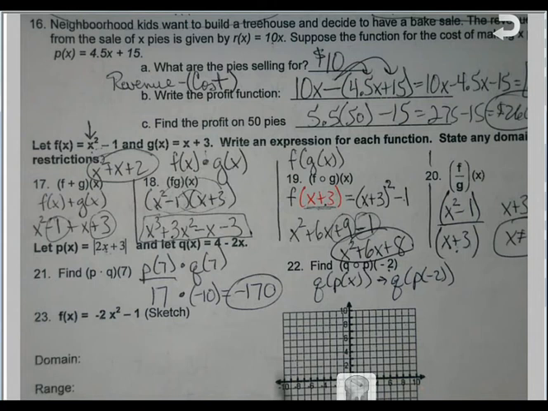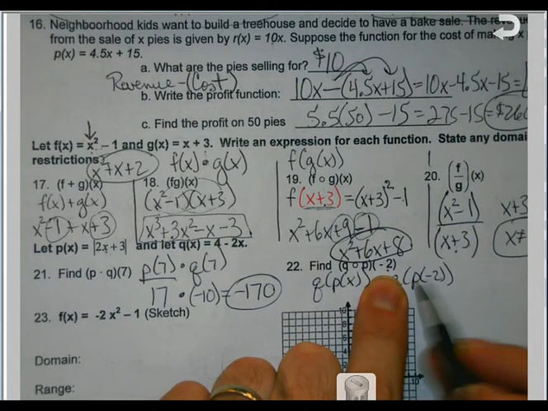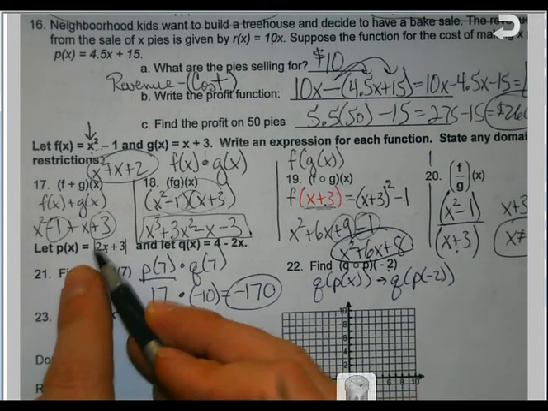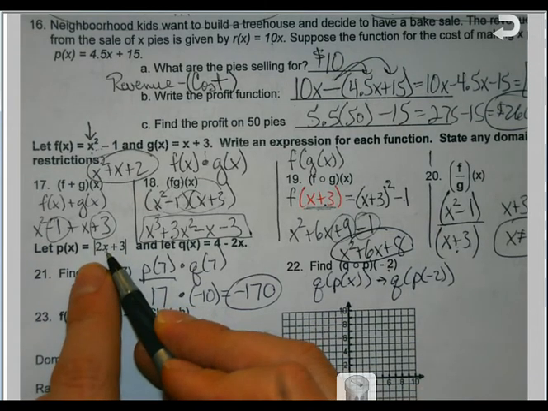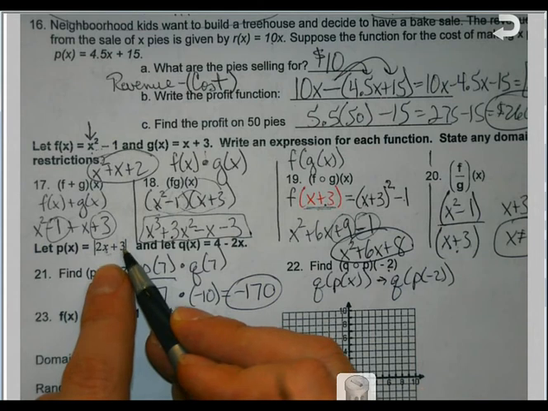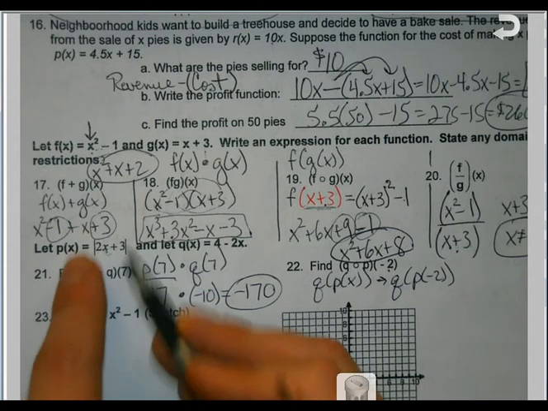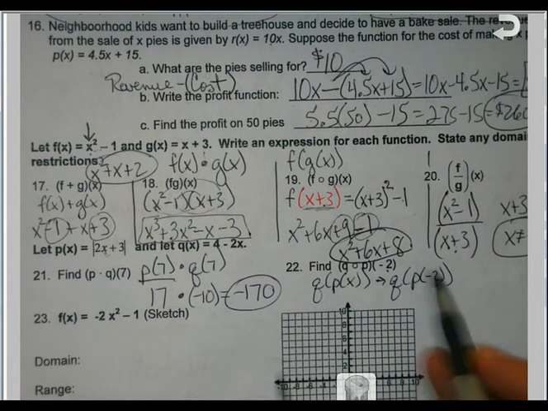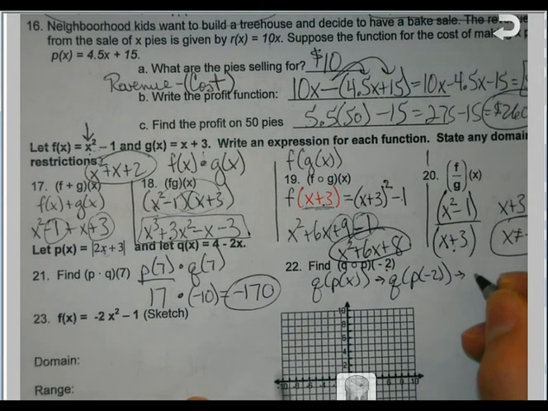You're like, okay, so what's that mean? Well, what's P of -2? If I stick -2 in here, 2 times -2 is -4, plus 3 is -1, but its absolute value of -1. So P of -2 equals 1.